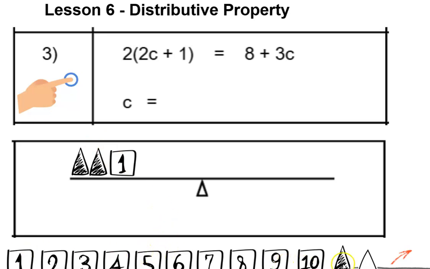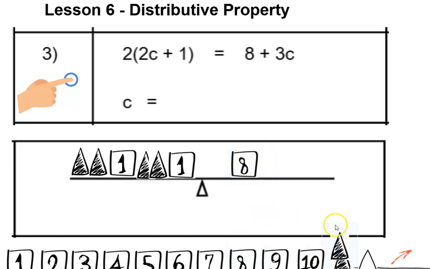So I'll do it again. I'll draw 2 more C's and a 1. And on the other side, I have an 8 and 3 C's. So that's what this looks like. And then they just go back and solve this with their 1 and 2-handed moves. But that's distributive property. Thank you.